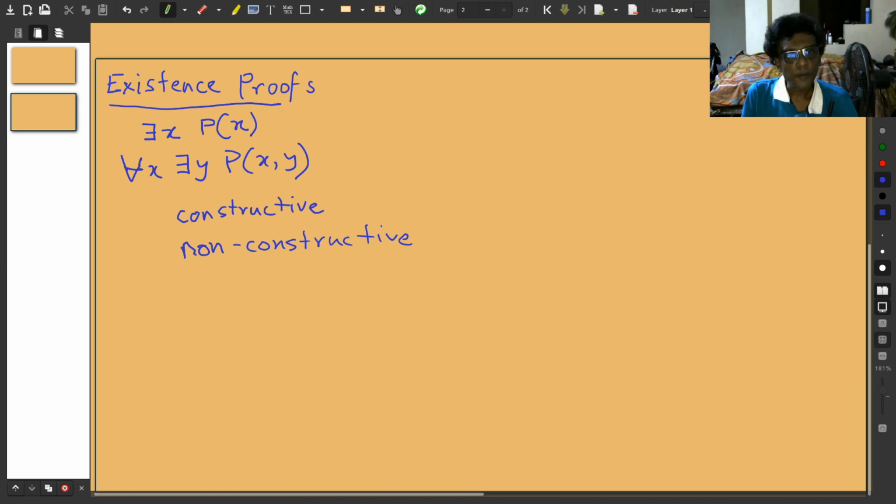So, for a statement like this, you actually find a value of x for which p(x) holds. Now, if you can just show that such an x exists without giving an algorithm for computing this x, this is called a non-constructive proof. On the other hand, if you can actually compute some value of x for which p(x) is true, then this is a constructive proof.